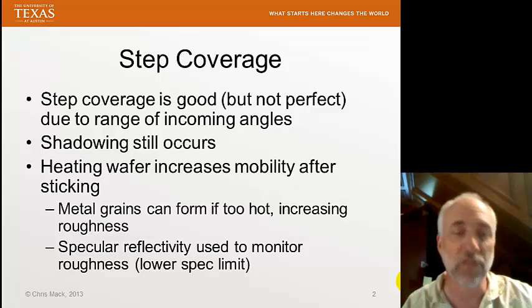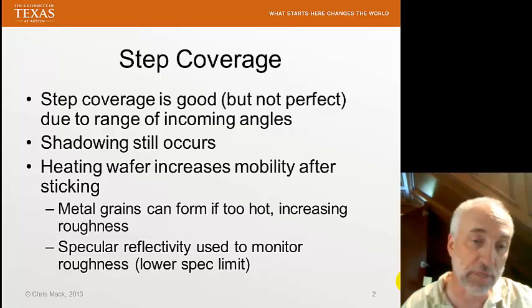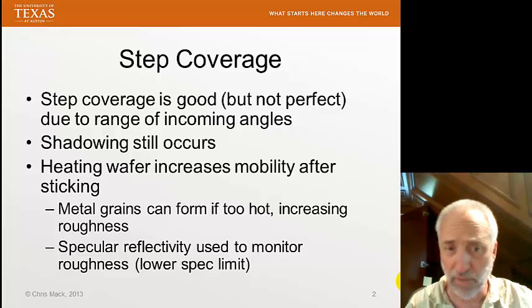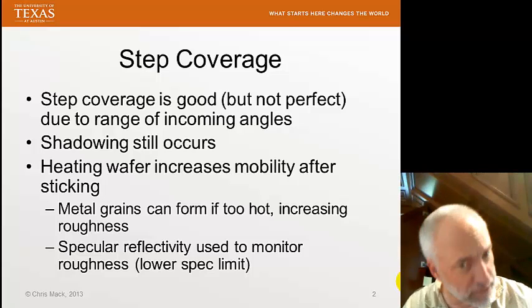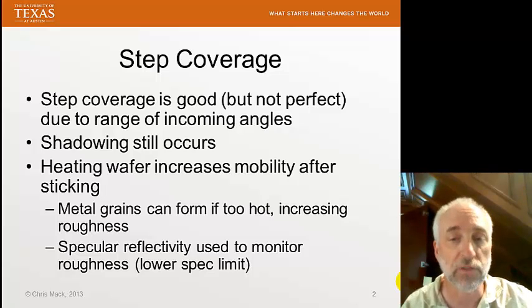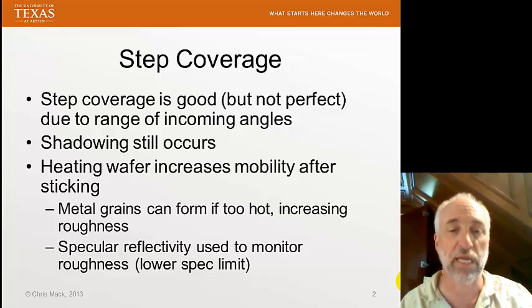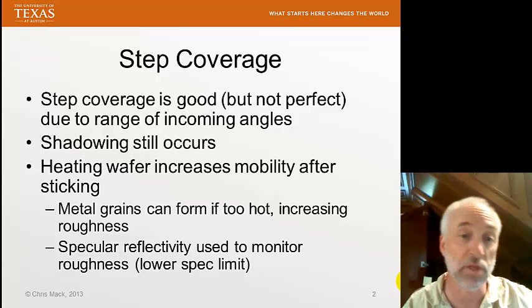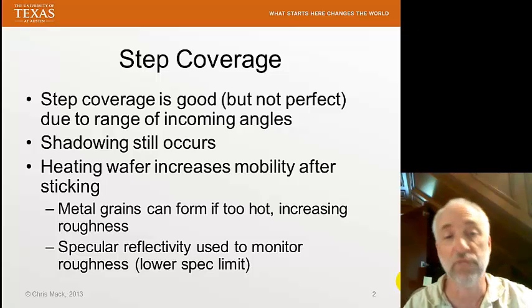Metal grains can form. That is, metal is not a perfect crystal as it's being deposited. It's not completely amorphous either. We get grains of single crystal material, and these grains can form, and the boundary between the grains can have some problems associated with it. Reliability problems, conductivity problems, and the material can become rough because of these grains.